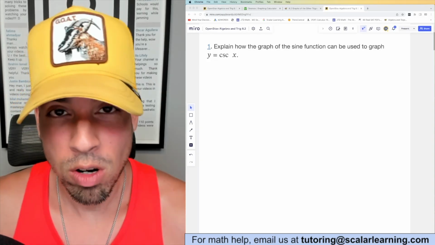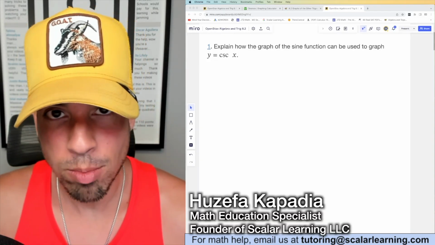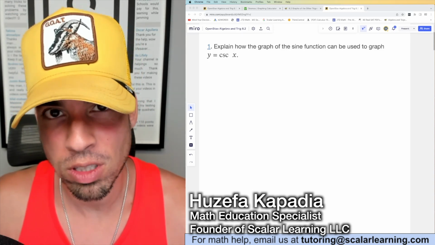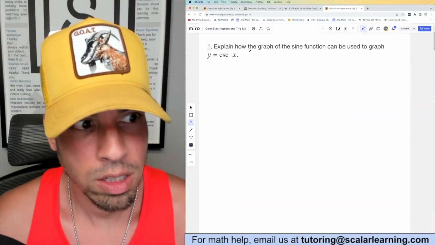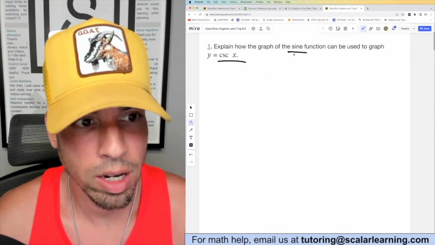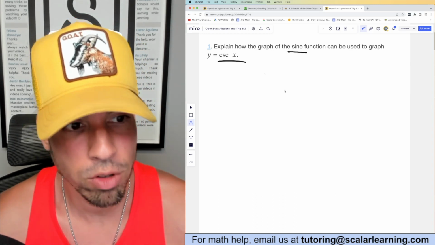What's up, everybody, and welcome back to OpenStax Algebra and Trigonometry, Chapter 8, Section 2, Graphs of the Other Trigonometric Functions. Let's do it. So this one says, explain how the graph of sine can be used to graph cosecant. And remember, sine and cosecant are inverses of each other.